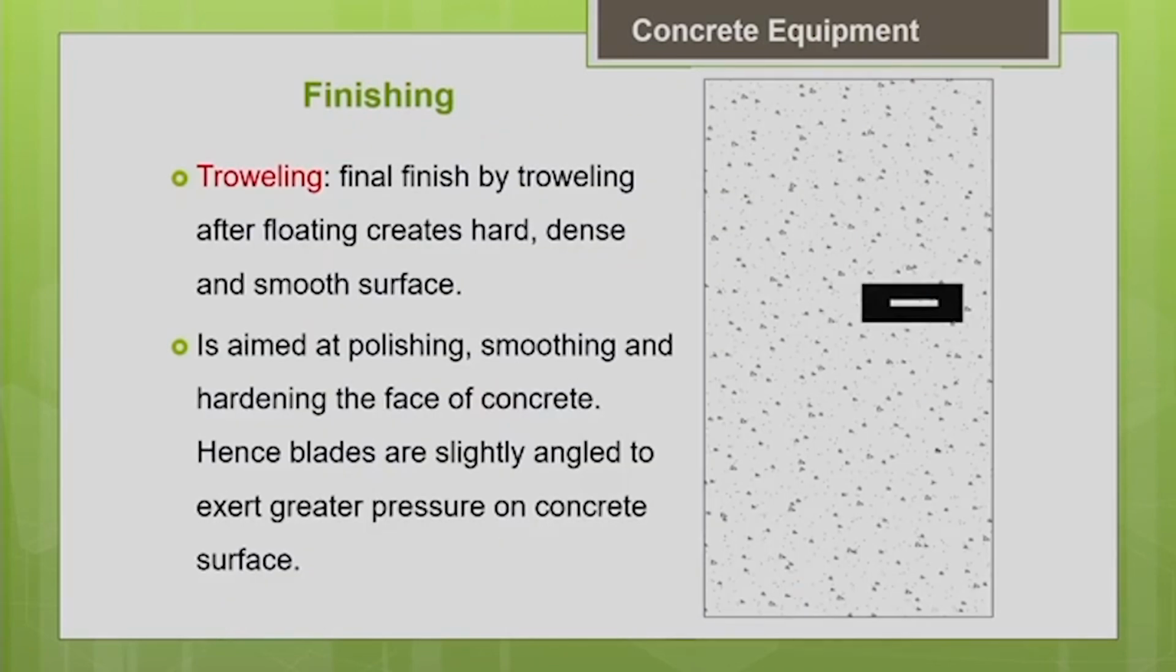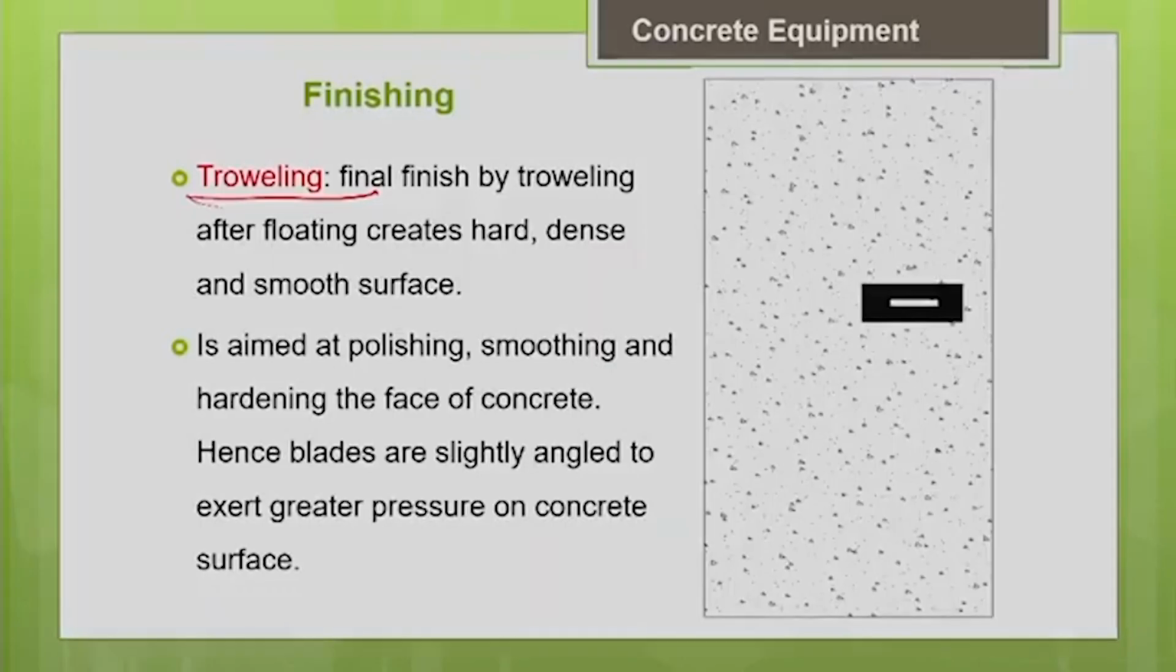The next step of the finishing is troweling. As I told you, we are doing the finishing in stages. Troweling is also floating, but it refers to a different stage of floating. The final finish we call troweling. Basically, troweling is done after floating. Manually, we use the same tool, but since we are doing it in a delayed manner, by that time the concrete would have hardened.